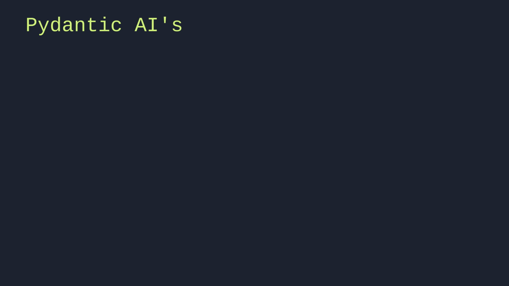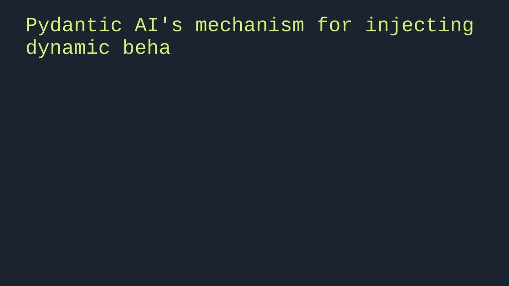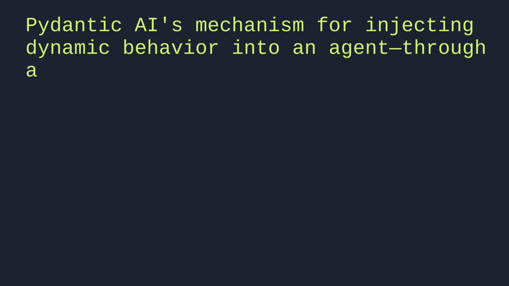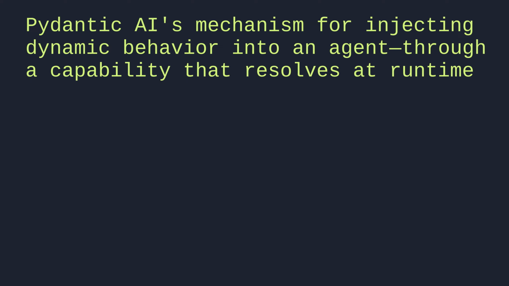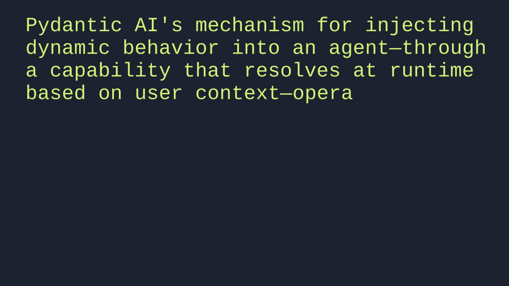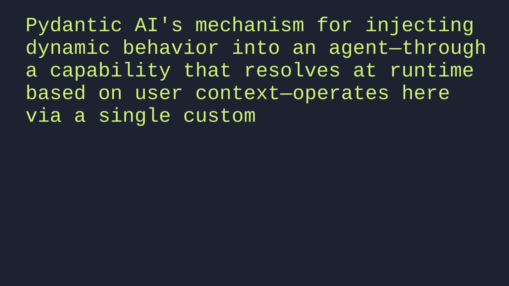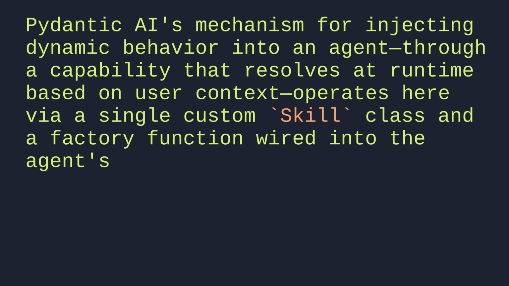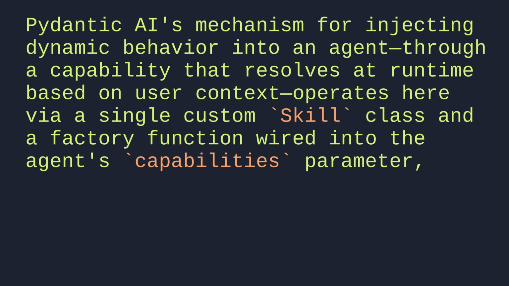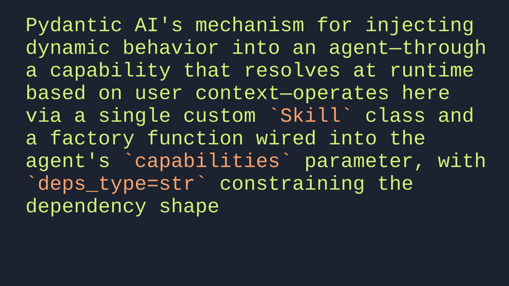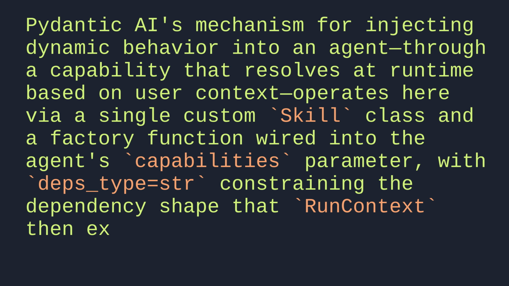Pydantic AI's mechanism for injecting dynamic behavior into an agent through a capability that resolves at runtime based on user context operates here via a single custom skill class and a factory function wired into the agent's capabilities parameter, with deps_type equals SDR, constraining the dependency shape that RunContext then exposes.